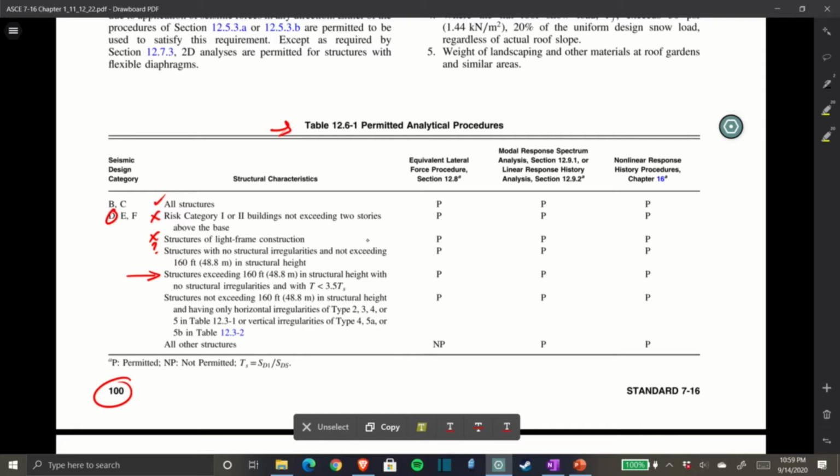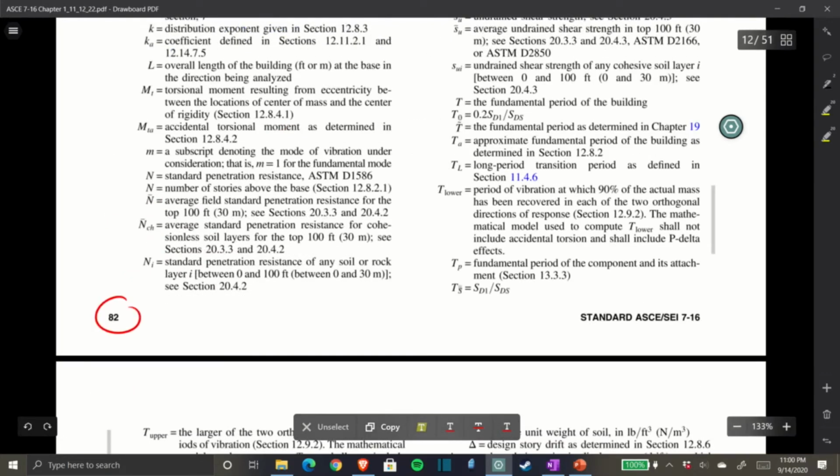And all we have to do is make sure that T is less than 3.5 T sub S. And if you look up T sub S on page 82 under your symbols, let's head there. Here we are on page 82. You see here, T sub S just equals SD1 over SDS. That's easy. So let's plug in for that.